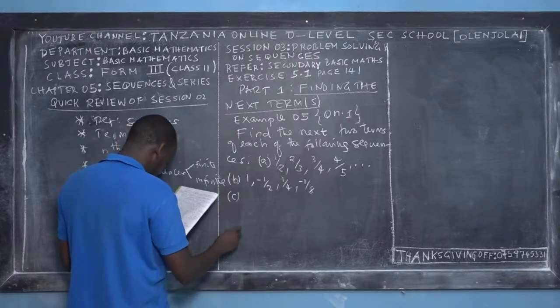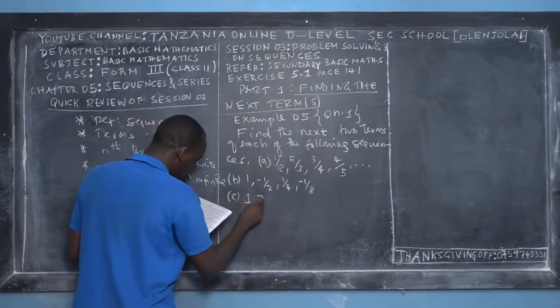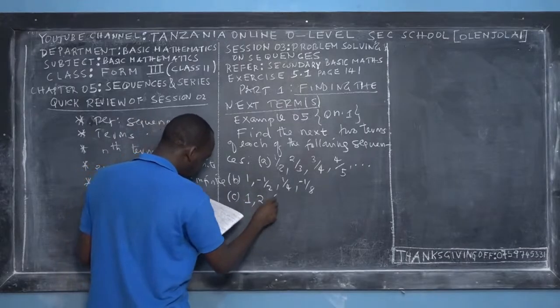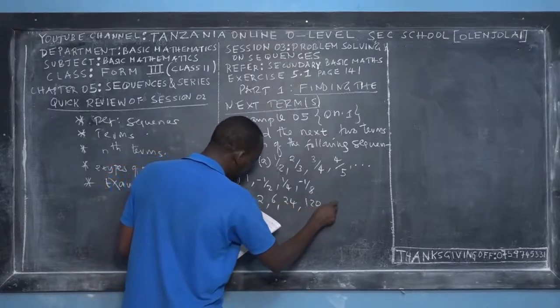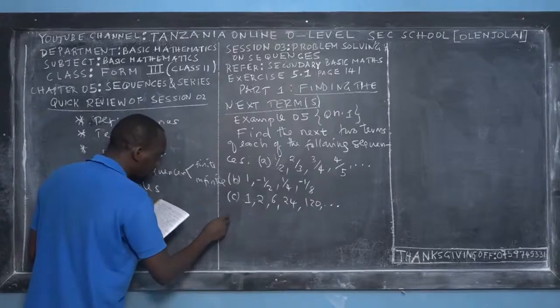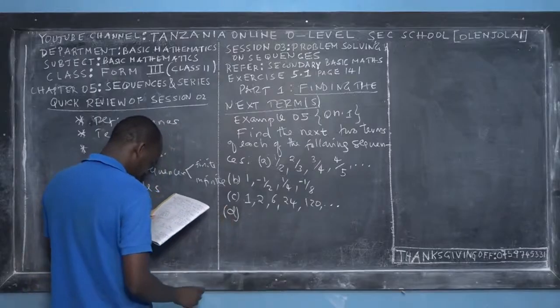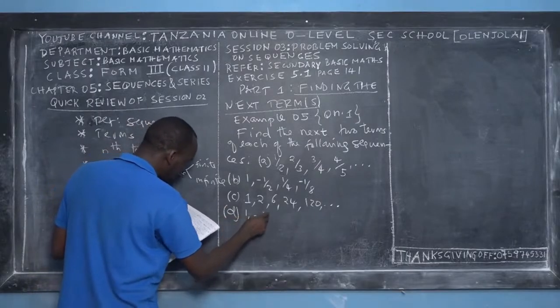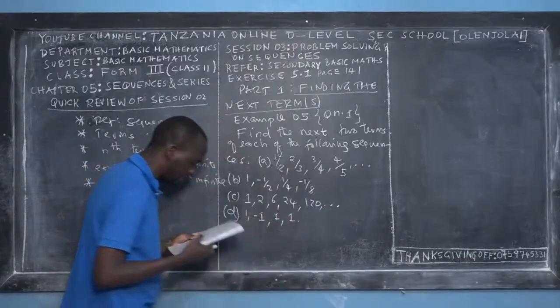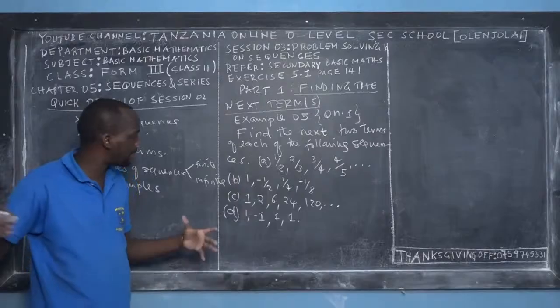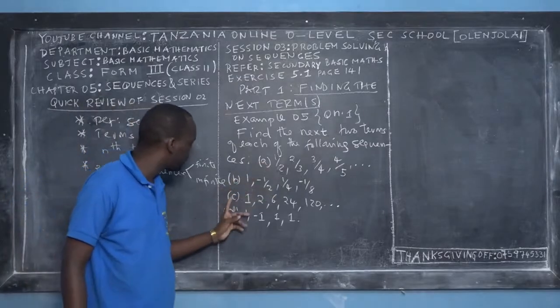Then we have C. It is a sequence of whole numbers: 1, 2, 6, 24, but with no common difference between them. Then D: 1, -1, 1, 1. So that's the question. How many parts? 4 parts: 1, 2, 3, 4.